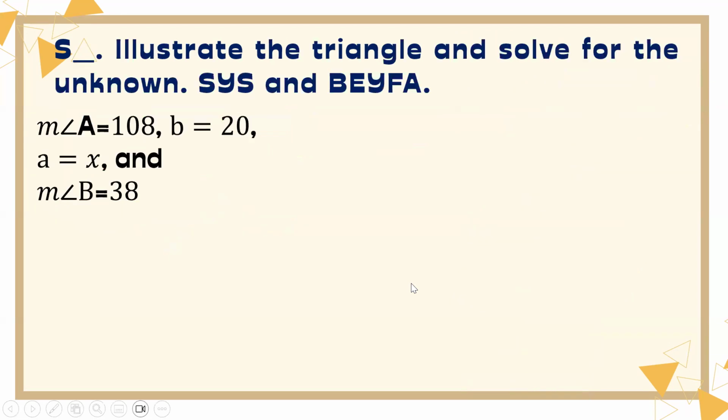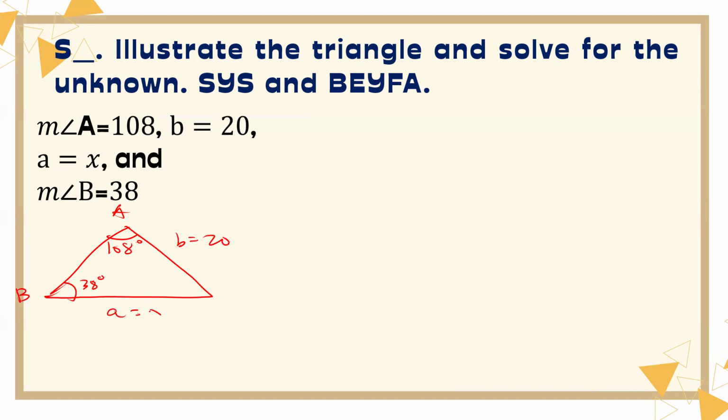Next, illustrate the triangle and solve for the unknown. Show your solution and box or encircle your final answer. So you have the measure of angle A, 108 degrees, side b is 20, a is unknown, and the measure of angle B is 38. Let's try to draw that. If this is angle A of 108 degrees, and this is angle B of 38 degrees, and side b is 20, and side a is unknown.